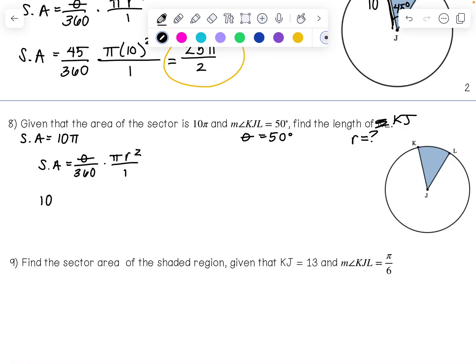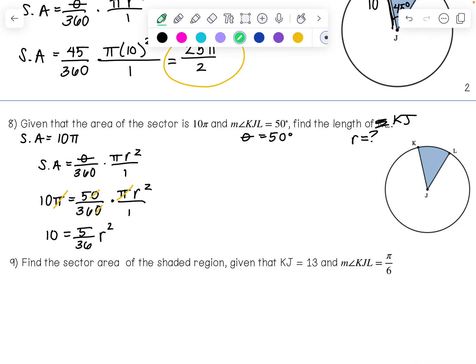Okay, so my sector area is 10 pi, and that's supposed to be 50 over 360 times pi r squared, and I don't know r. So the first thing I notice is that each side of the problem has a pi, so I'm going to cancel out the pi's. And then I'm also going to reduce my 50 over 360, right? I'm just going to cross off the zeros because they can both be reduced by 10. Okay, so I have 10 is equal to 5 over 36 r squared, right?